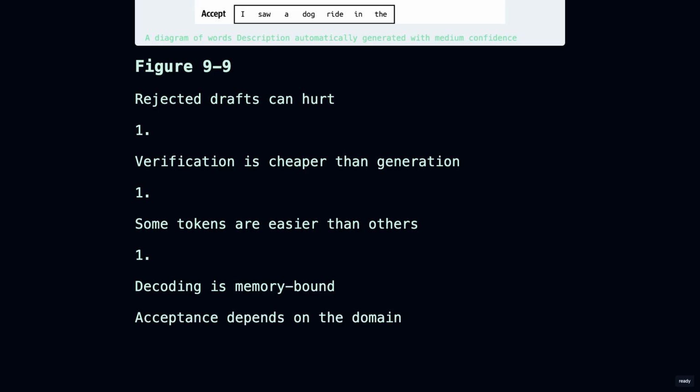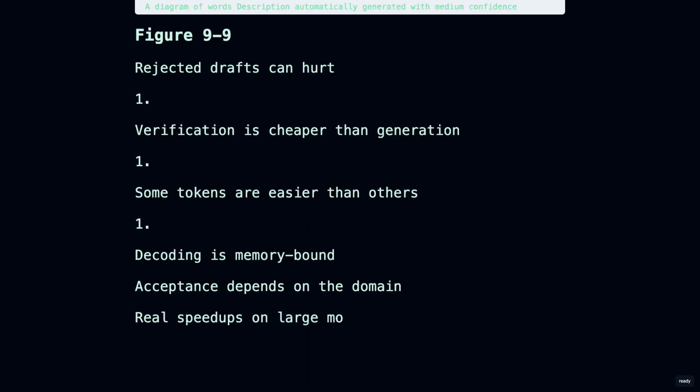How well this works depends on the task. Structured text like code often gives higher acceptance, and the draft model should ideally share the same tokenizer as the target model. Real systems have shown large wins, including major latency reductions for very large models. The point is that the draft model can be much smaller and still deliver a strong end-to-end speedup.